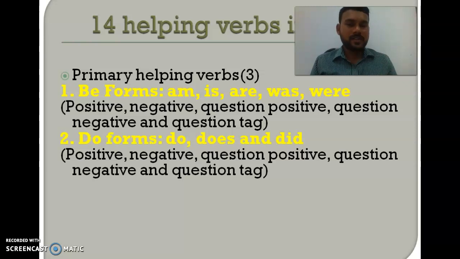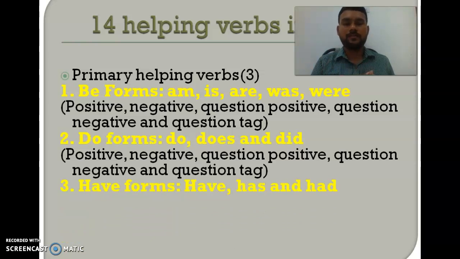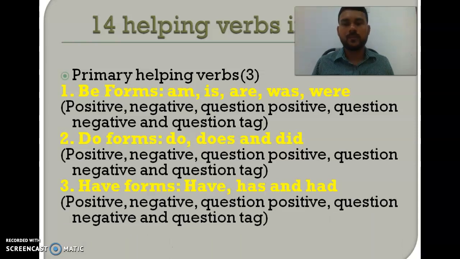Did you do your homework yesterday? She does her homework. He does his homework. We do our homework. So these are do forms. The next one is have forms. Have, has, had. Have, has are used in present tense. Had is used in the past tense. The same is applicable: positive, negative, question negative, and question tag.